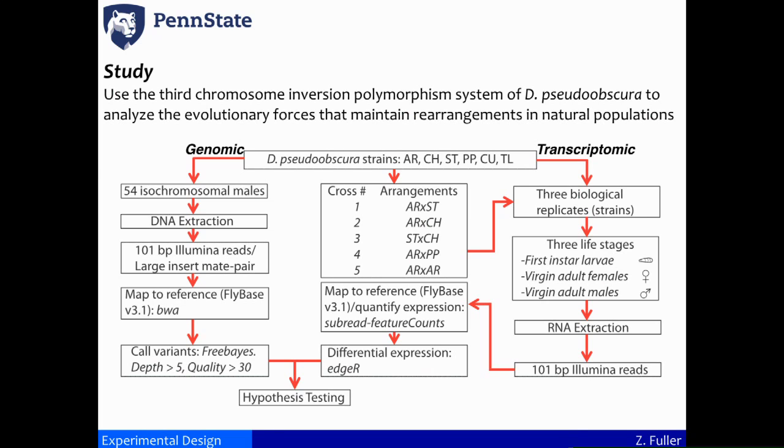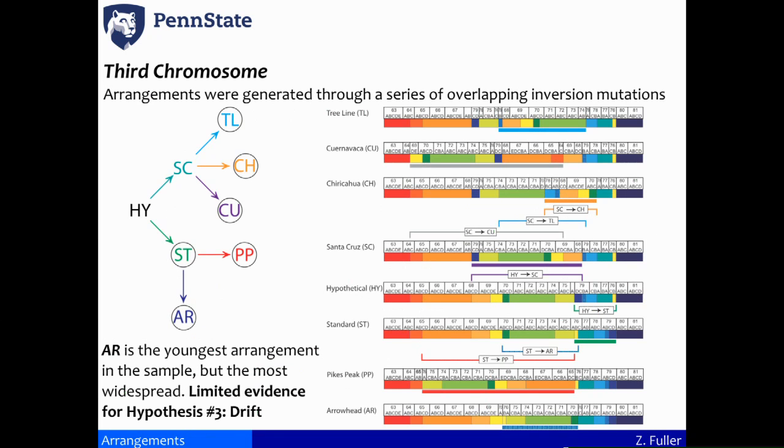So we sequenced the full genomes of 54 isochromosomal males, and these are representative of 6 different arrangement types. And for these same arrangements, we also tested for differential gene expression across 3 different life stages: in larvae, females, and in males. Each third chromosome gene arrangement is named after the location in which it was originally discovered, for instance, CU for Cuernavaca or PP for Pikes Peak.